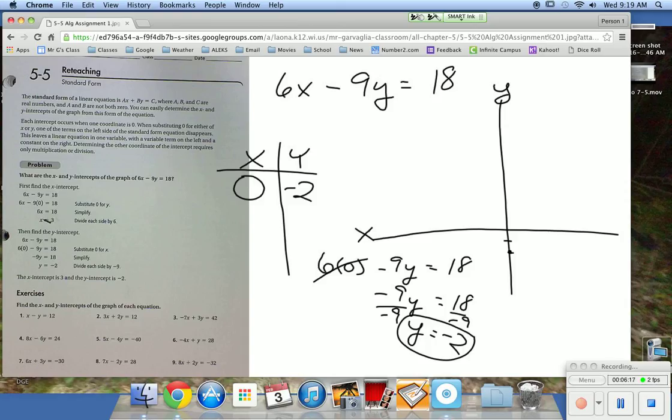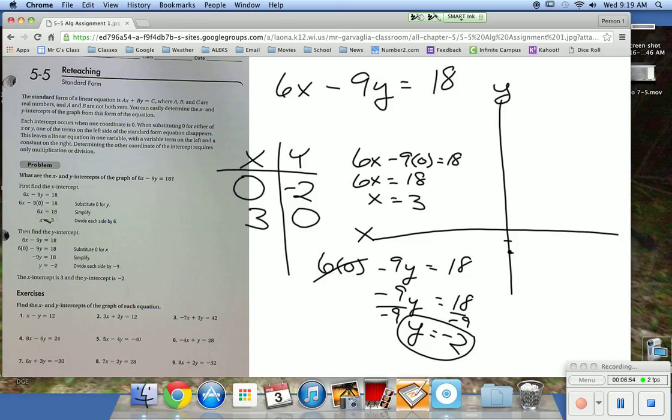So I just found where it crosses my y-axis by putting 0 in for x. It's kind of what we did before with the t-chart, but this time you only use 2 numbers. Now what else do we have to do? We have to find where y equals 0, where it crosses my x-axis. So I'm going to put 0 in for y and solve. 6x minus 9 times 0 equals 18. 6x equals 18. x equals 3.